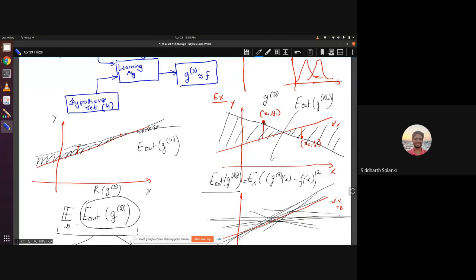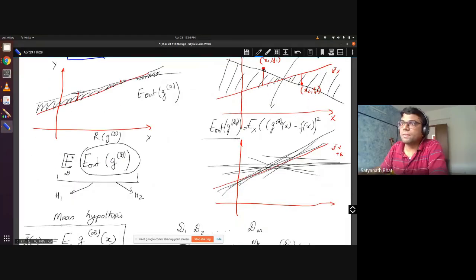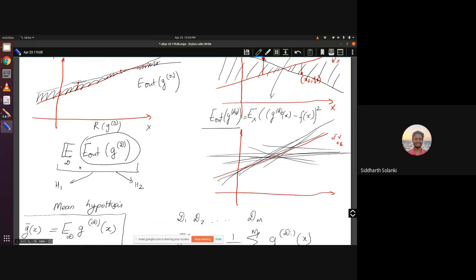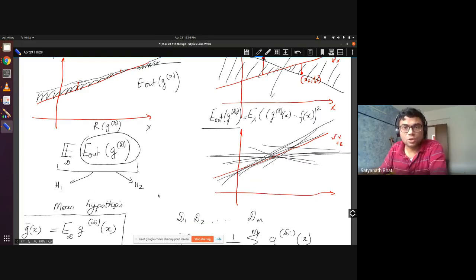Yes, sir. So that is why we are taking the expected value over the data set of E out of GD. So that is why we have to compare two different hypotheses based on the expectation over the data, the samples that you may get, right? Okay. So here the goal is comparing two bags. Yes, two bags.